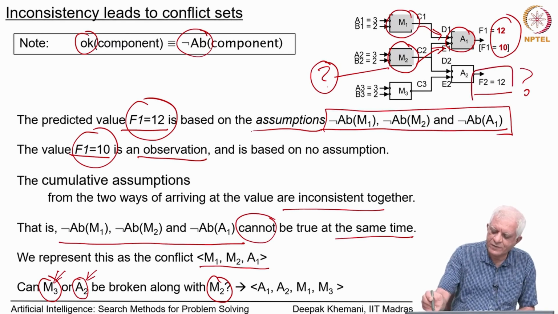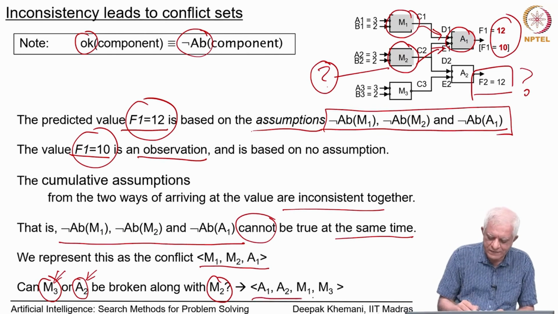So, there is a flow of information between the 2 outputs, and this gives us a new conflict which says that all these cannot be okay, that A1, A2, M1, M3 cannot be okay. So, we have two conflicts. The first one said A1, M2, M1, the second one says A1, A2, M1, M2.